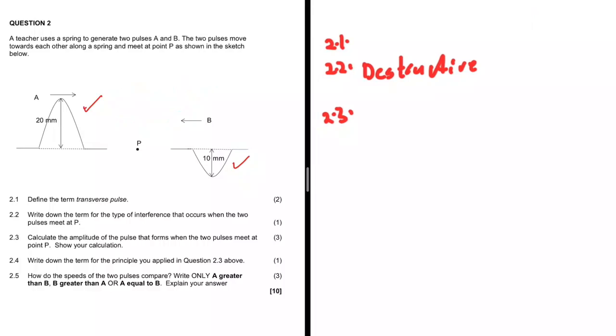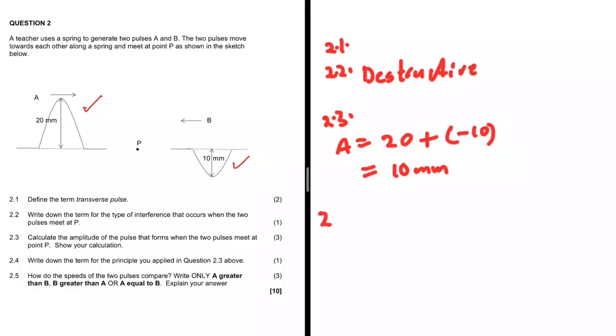And then 2.3, calculate the amplitude of the pulse that forms when the 2 pulses meet at point P. Show your calculation. So the amplitude will be equal to, what is the amplitude of A? 20 millimeters. And then plus the amplitude of B. But because it's below the equilibrium, we're going to say minus 10. And then this is equal to 10 millimeters. So there we go. That is the amplitude when the 2 pulses meet at P.